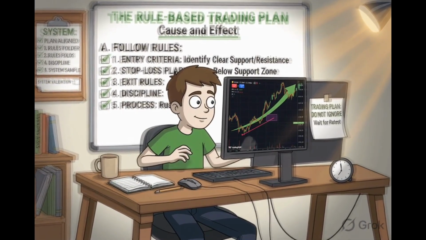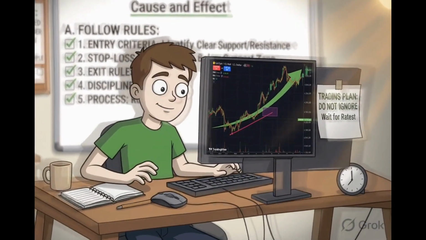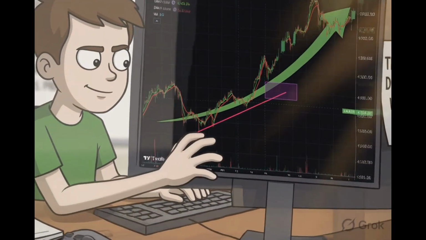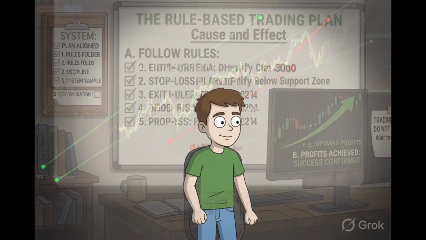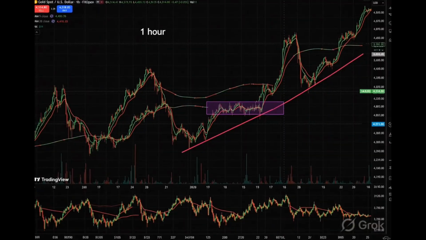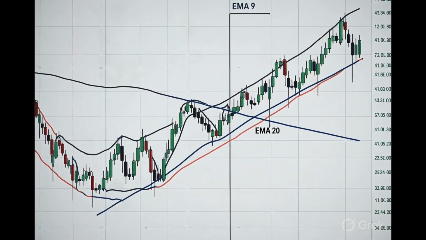Step 3, go live small. Start with minimal position size. Scale up only as your results and your confidence justify it. That's not the slow path, that is the path. The traders skipping these steps are the ones contributing to that 70 to 82% stat.